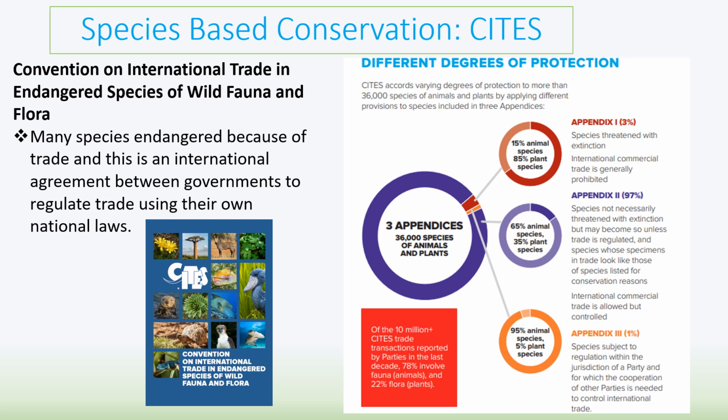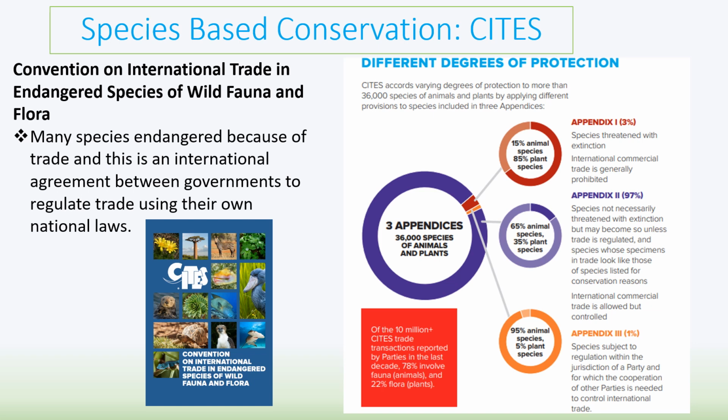Again, when we're looking at conservation, a species-based conservation approach is called CITES, and CITES stands for the Convention on International Trade in Endangered Species of Wild Fauna and Flora. Basically, CITES is an international agreement between countries that will enforce laws to prevent the trade of endangered species. If you were caught trying to trade species over international borders, you could face imprisonment for a very long time if it was a certain species that you can't take.